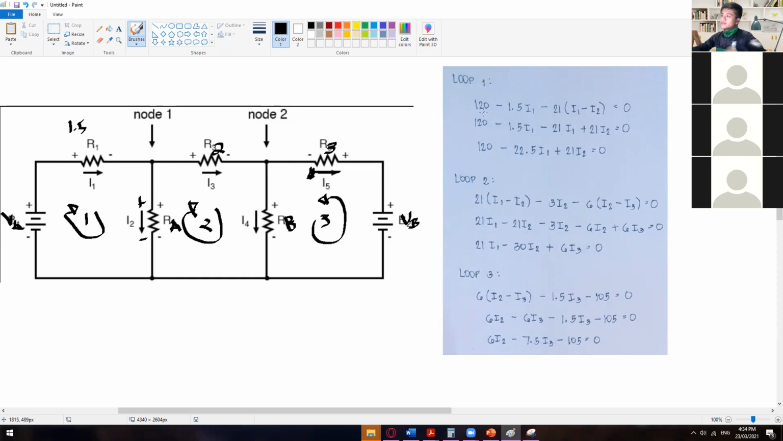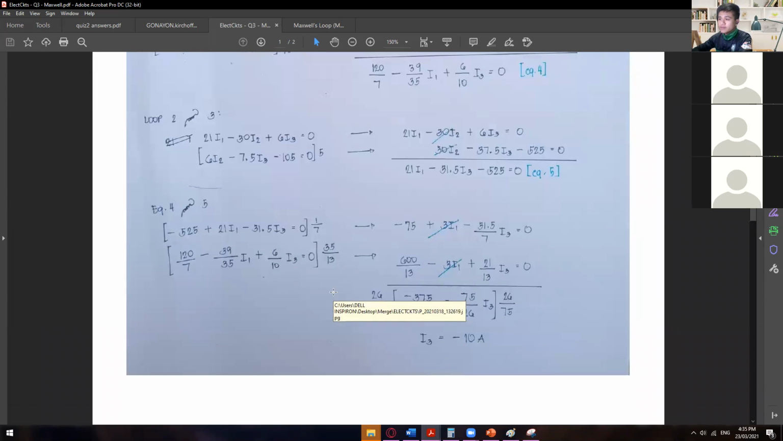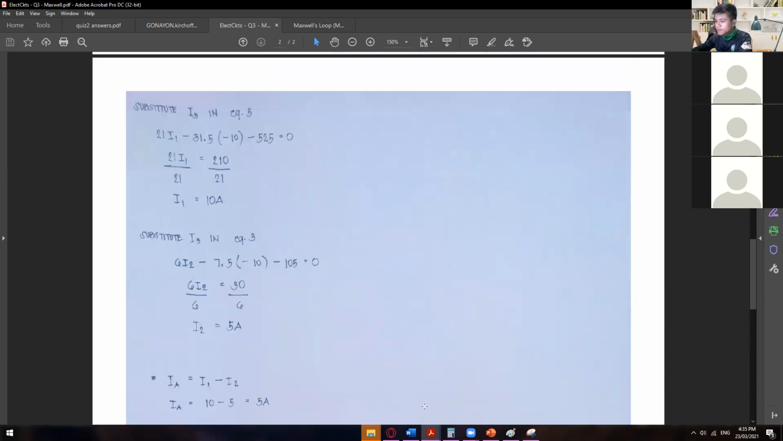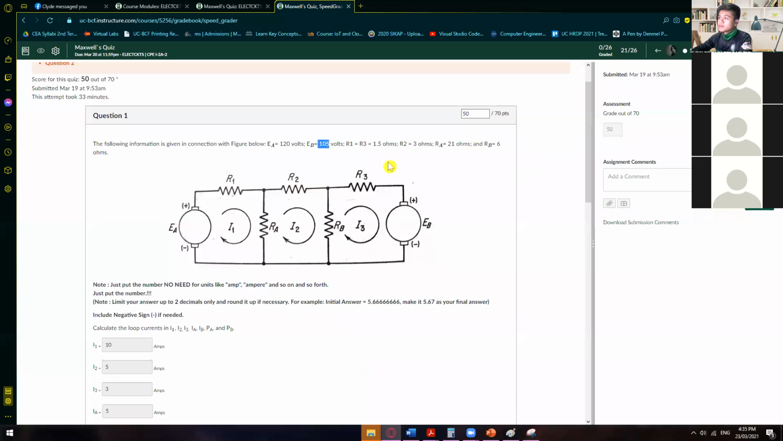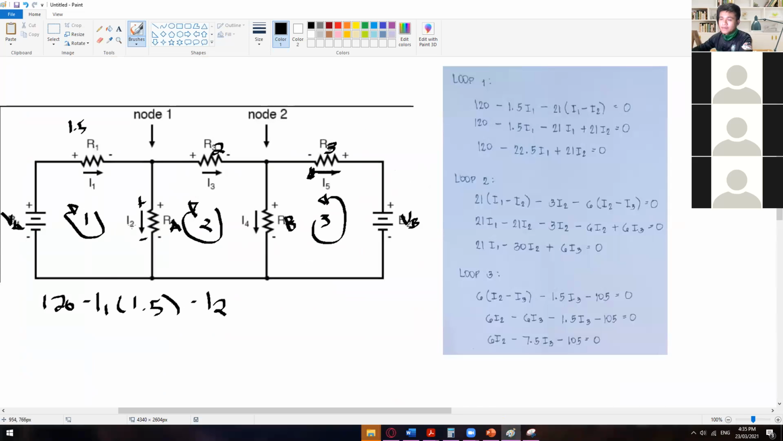Okay, para mas clear. So from here we have positive 120, minus I sub 1 times 1.5, minus I sub 2. Is this I sub 2 or I sub A? I sub 1, I sub 2. May I sub A ba? I think merong I sub A eh. Yeah, meron niya. Ibalikan natin. I1, I2, I3. IA, IB. Ah, I see. So, my bad. So, still I1 and I2.